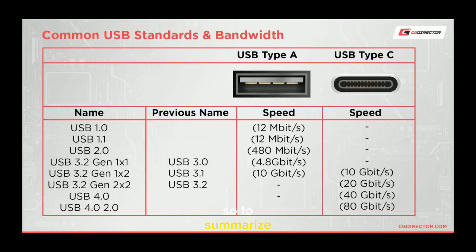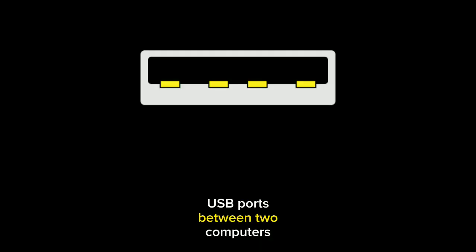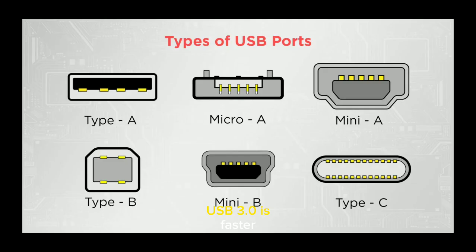So to summarize, USB ports are ports on computers that can be used to transfer files from device to device. You can also transfer files to USB drives. You can connect USB ports between two computers to share or transfer files. USB ports can also be used to charge devices with rechargeable batteries. There are many kinds of USB ports. USB 3.0 is faster and more reliable than USB 2.0. Later on, I will discuss the other types of USB ports.